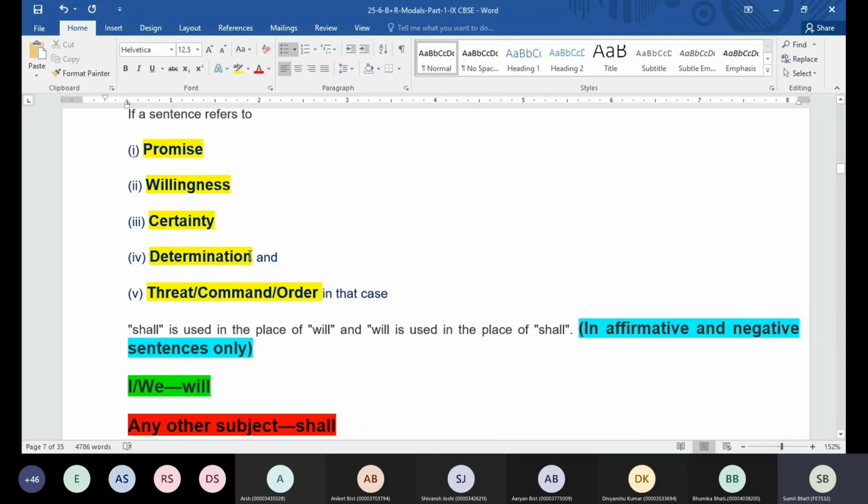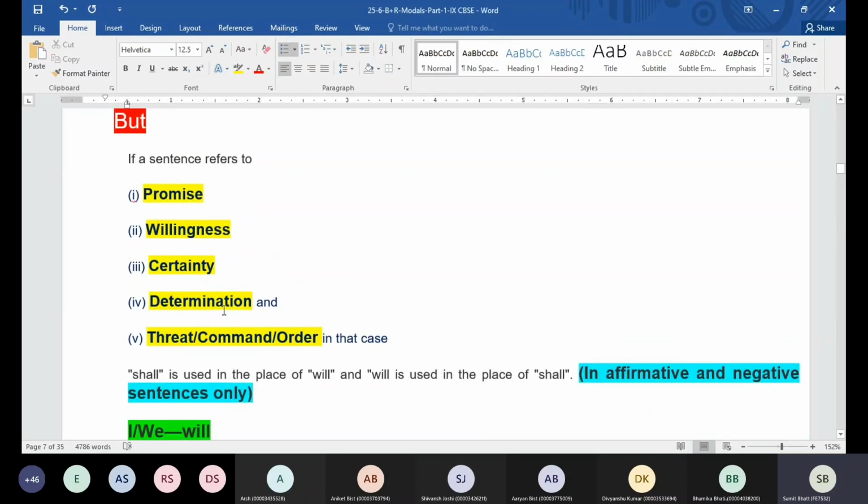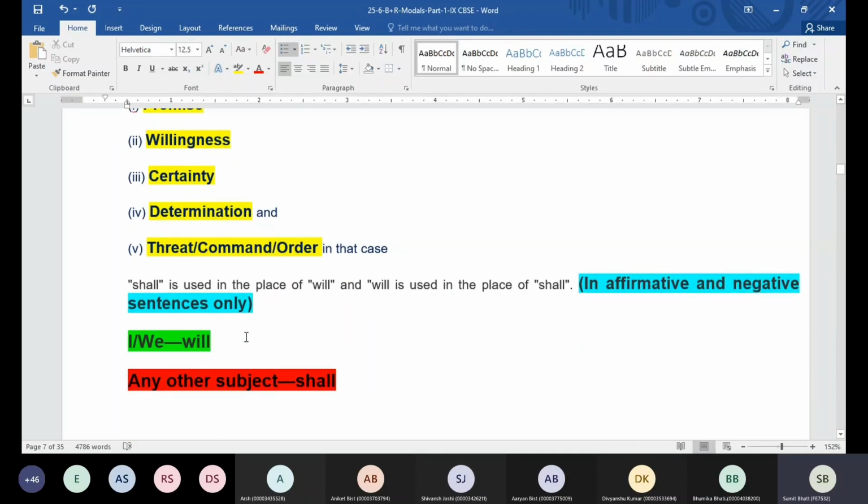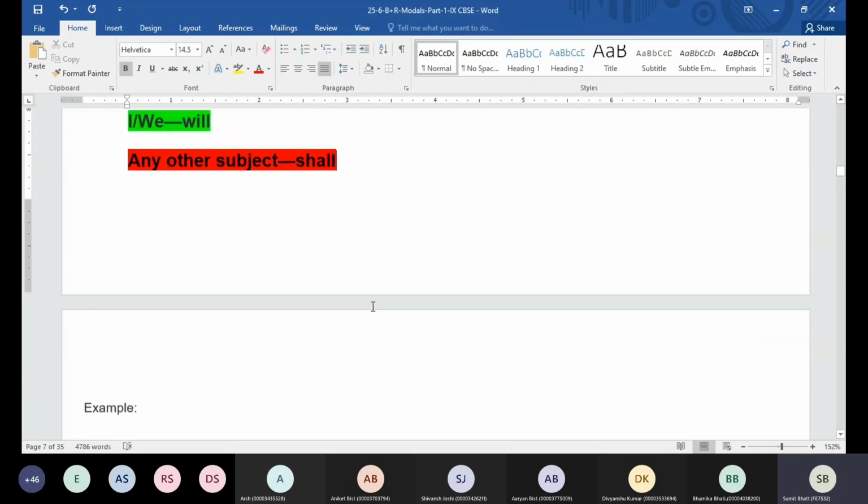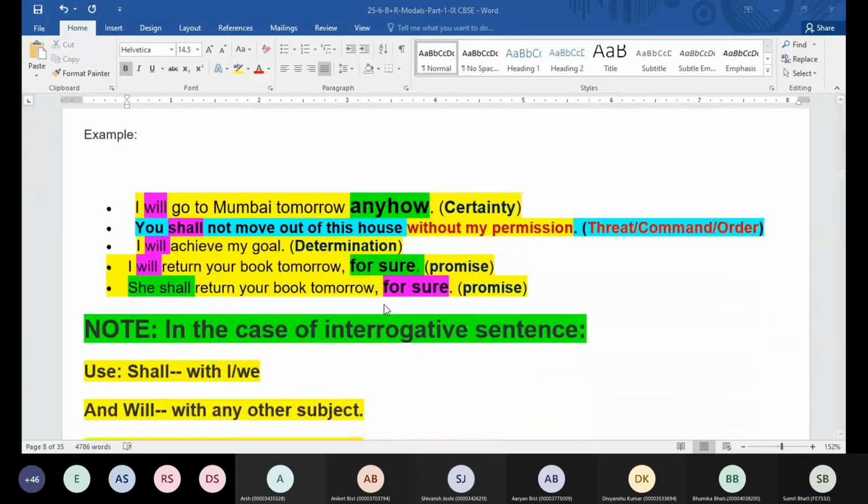Okay, everyone. Remember, whenever we have promise, willingness, certainty, determination, threat, command, or order, in that case, with I and we we are going to use will. Other subjects are going to take shall. And if there is a normal statement, a statement which we have made for the future time, we are going to use shall with I and we. Other subjects will be taking will. Is that clear, everyone? Yes, sir.